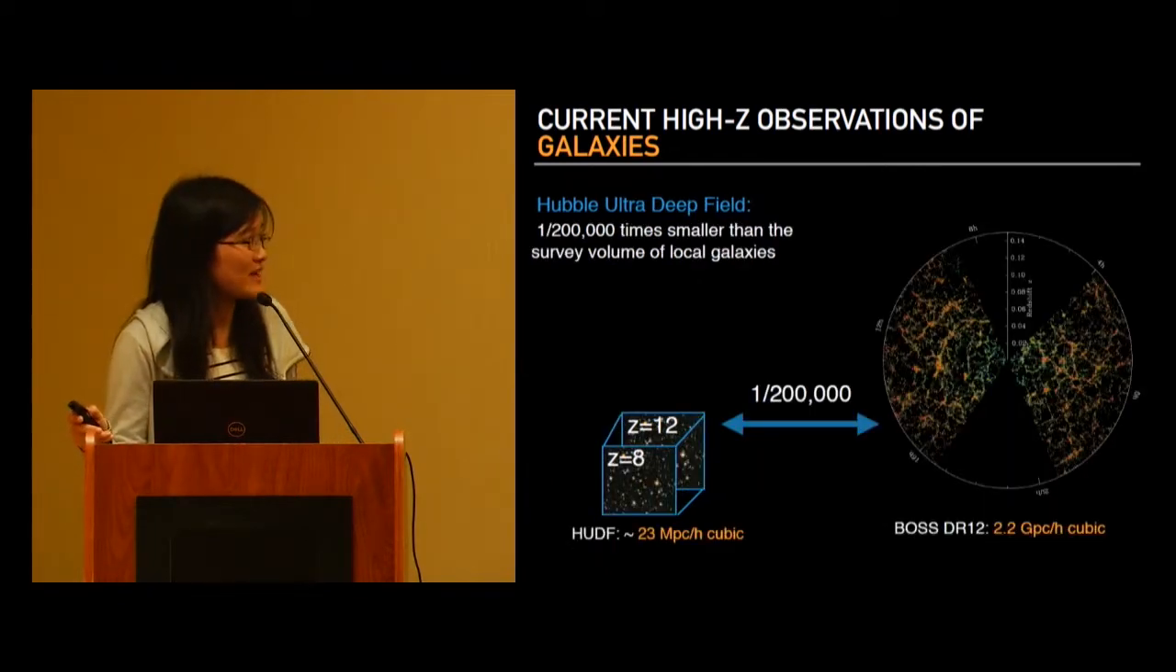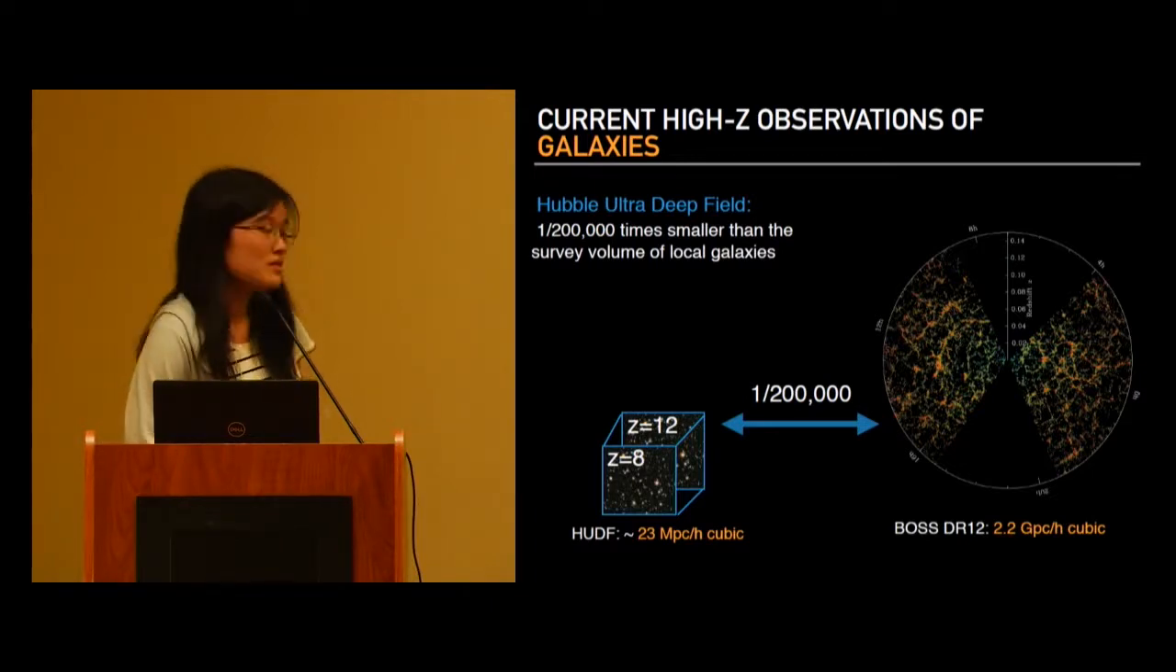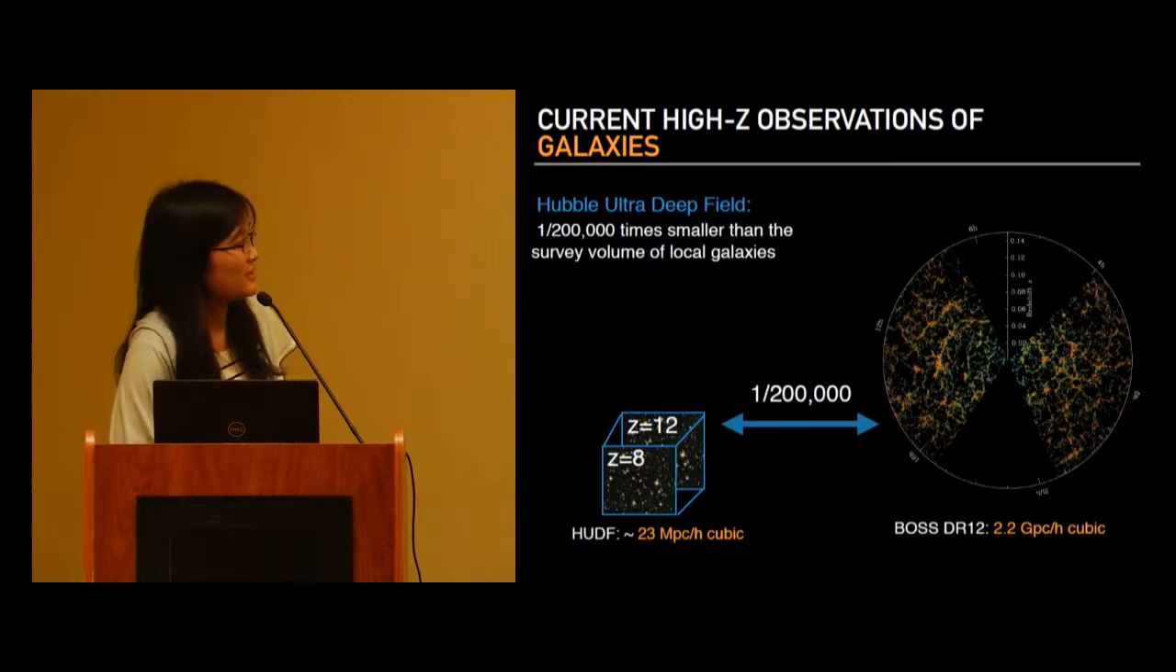To give you a sense of how small the Hubble Ultra Deep Field is, we compare it with the survey volume we have for local galaxies. This is from the Sloan Digital Sky Survey of our local galaxies, where every tiny point represents a galaxy. The effective volume we probe for local galaxies is about 200,000 times larger than the effective volume we probe in the high redshift universe.